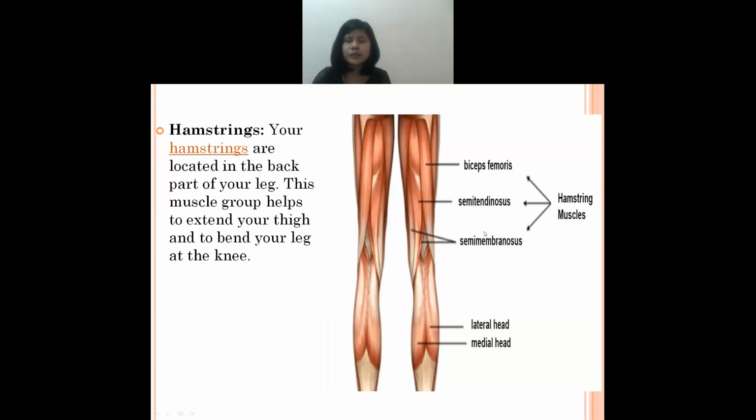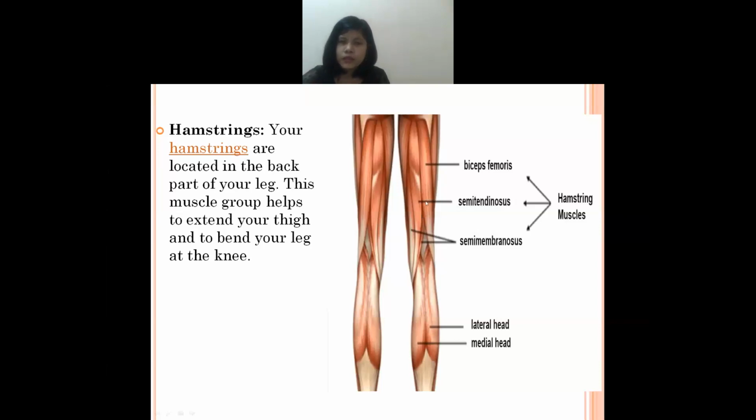All these are hamstrings. And this hamstring muscle, what do they help you do? They help you to extend your thigh. This is your thigh. They will help you in extending it. You know the meaning of extend, right?